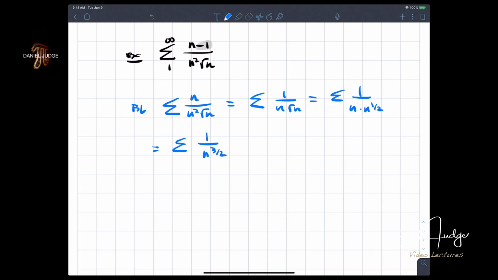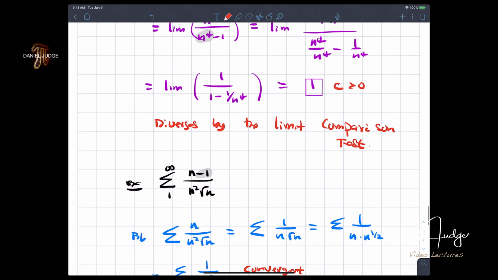It behaves like, that's a p series. And in fact, it's not just a p series. This is, and here's how I start to write it personally, this is going to be a convergent p series. Okay, convergent p-series.